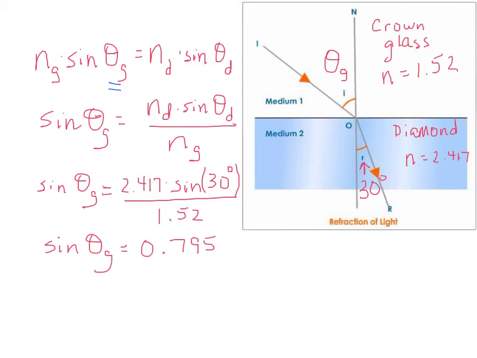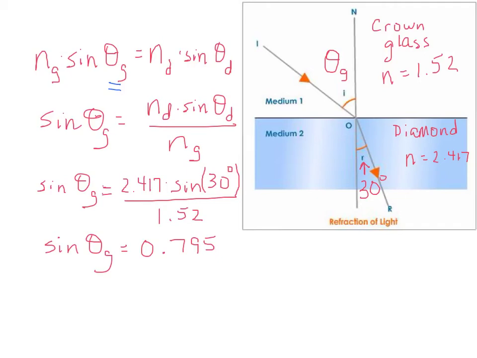0.795. Now, one of the most common mistakes students make here, if they're not familiar with what a sine of an angle means, is they just think that's the answer, and they'll say like 0.795 degrees, or they'll say maybe 79.5 degrees. But that is not the angle, that's just the sine of the angle.